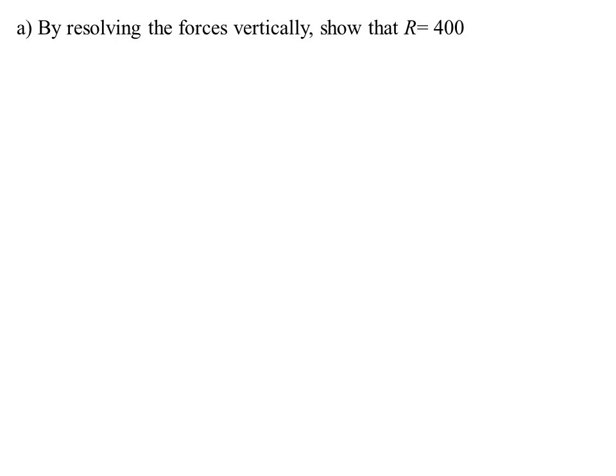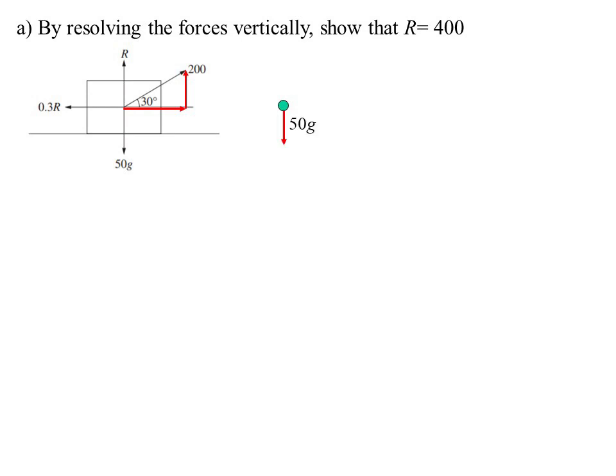We're going to resolve vertically. We're going to show that R is 400. So there's our box vertically. Well, that means that force of 200 newtons I now need to resolve into horizontal and vertical forces. And if I just look at vertical, I've got 50g going down, I've got R going up, that's the one we're trying to find, but I also have 200, and it's the opposite side, so that'll be sine of 30.